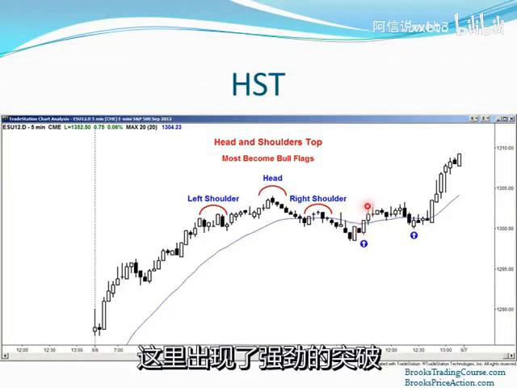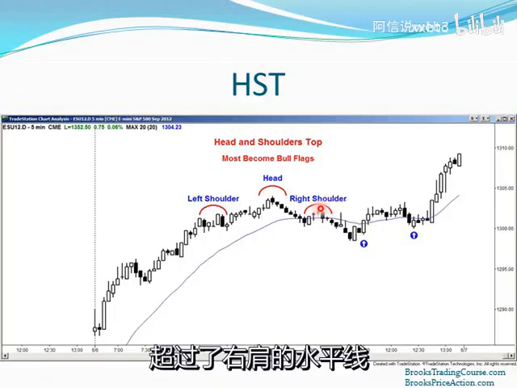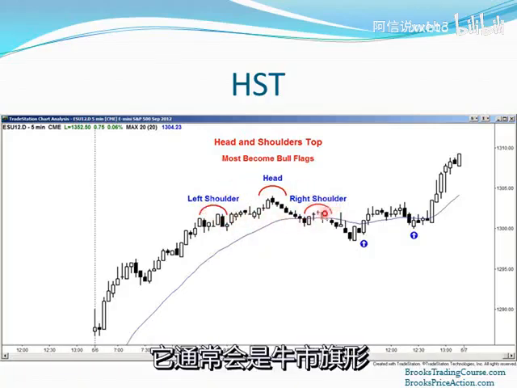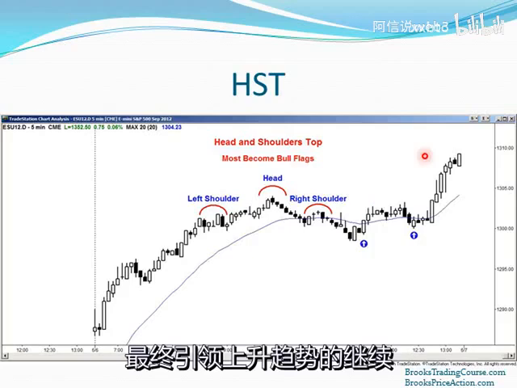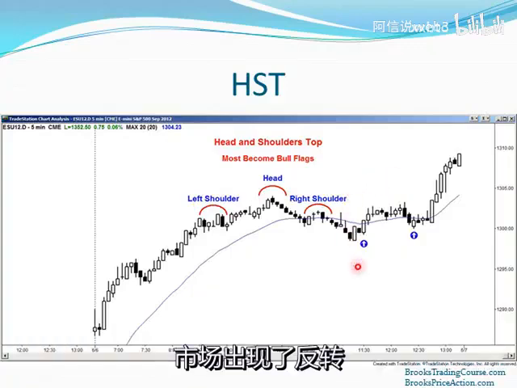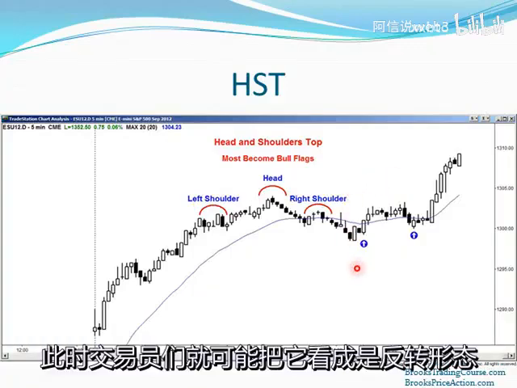And here we have a strong breakout, move above the right shoulder. Here's a pullback from the breakout and a resumption up. This is what usually happens with head and shoulders tops. They usually are bull flags and lead to a resumption of the bull trend. Every now and then one fails to lead to the resumption of the trend and the market reverses, and people think of it as a reversal pattern.